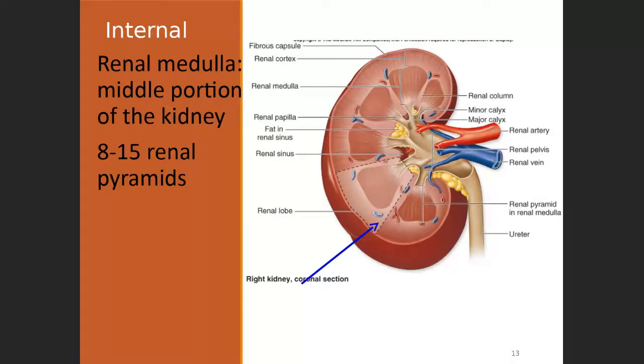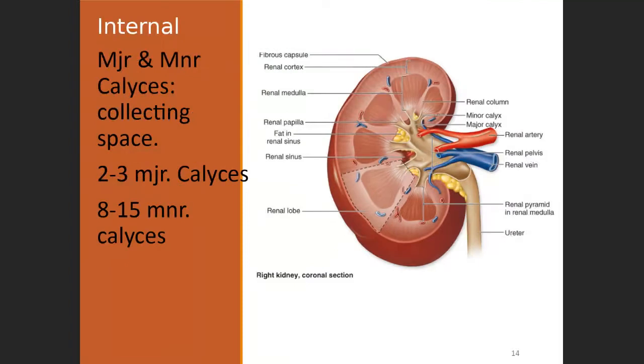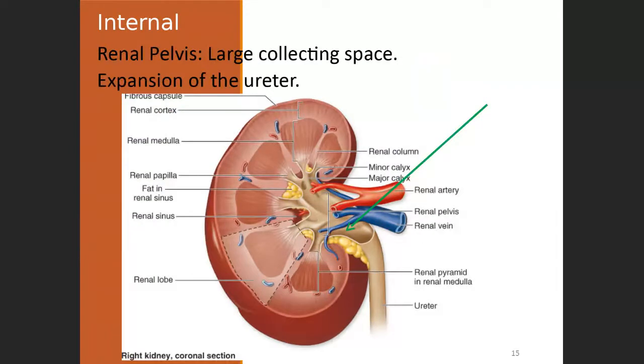In each kidney, there's going to be approximately 8 to 15 renal pyramids, each of which containing nephrons filtering and producing urine. Likewise, we're going to have 8 to 15 minor calyces. Remember, there's a minor calyx for each renal pyramid. They will all converge into 2 to 3 major calyces. These major calyces will then converge into a singular renal pelvis, a large funnel-shaped portion that tapers gradually into the ureter.